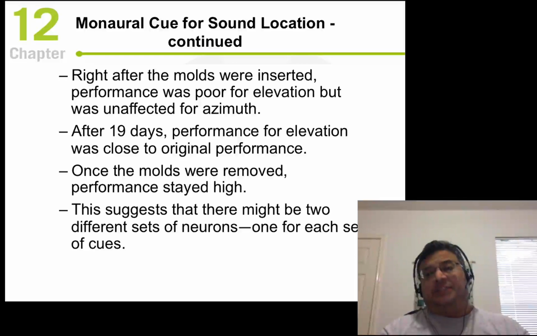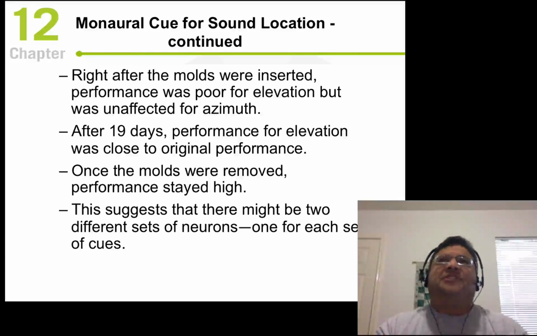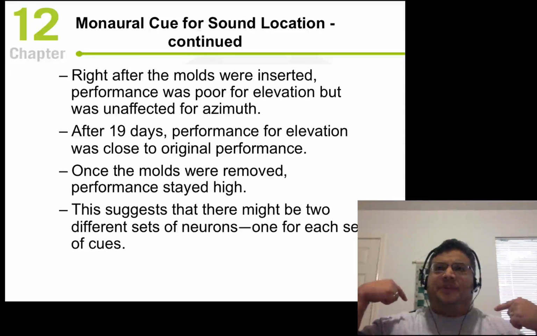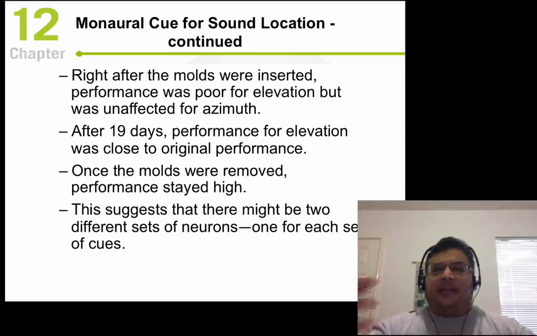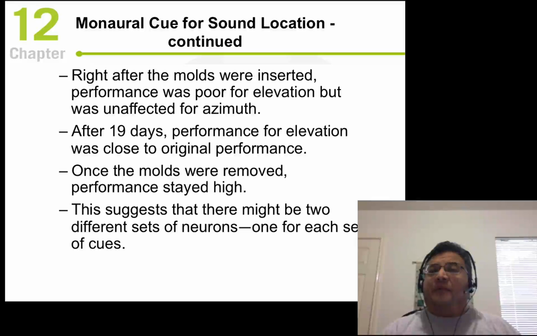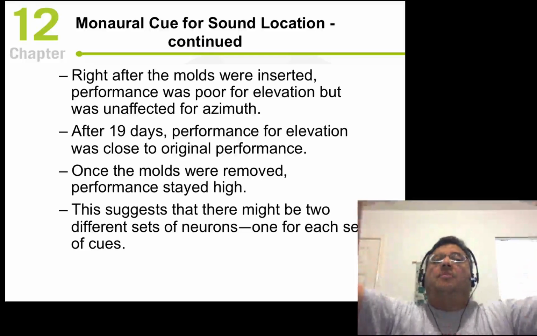This suggests, since we're able to judge elevation when our pinnae are changed, and we're still able to judge even when the molds are removed, that there may be different sets of neurons using the different cues. There may be a set of neurons that analyzes the cues coming from below. There may be another set of neurons analyzing the cues coming from above.